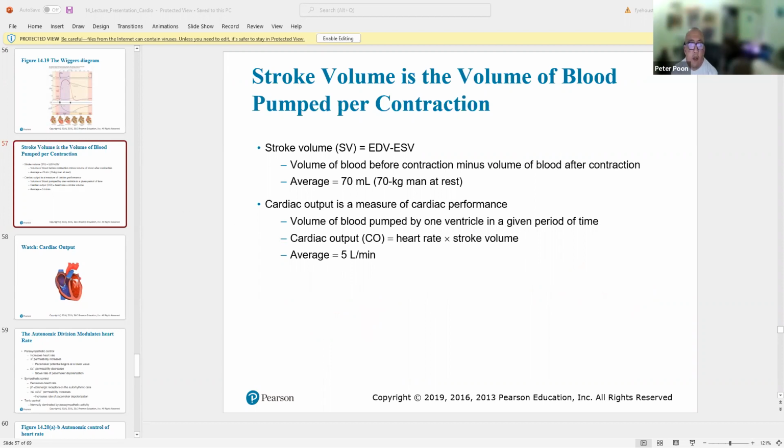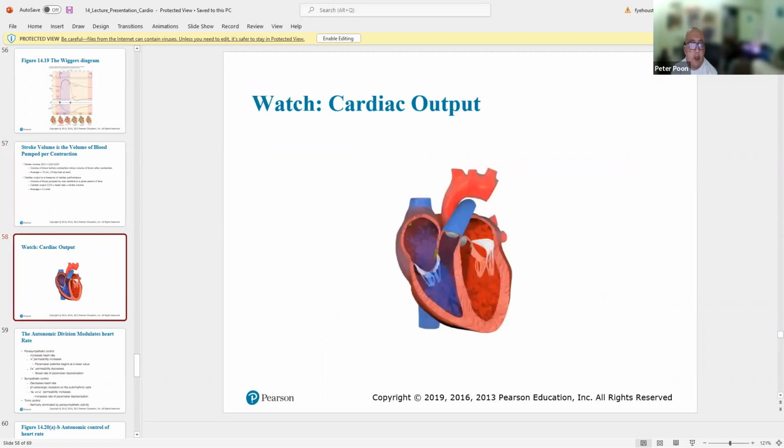So let's take a look at cardiac output. Screen share. Oops. Share sound. Okay.